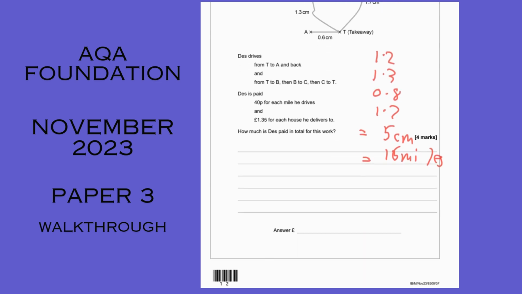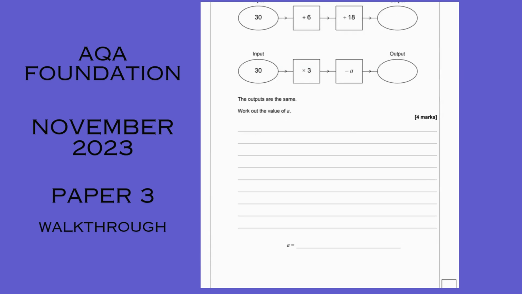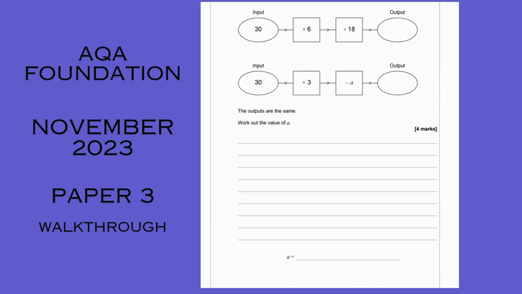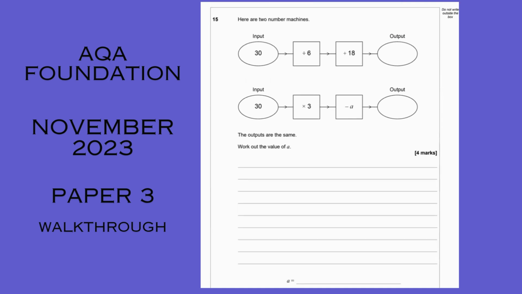So he's delivered to houses A, B and C. So 3 deliveries, £1.35 each. And he gets paid 40 pence for each mile. Stick that in your calculator to find out that Des gets £10.05. Number 15, double number machines, but as always with multi-layered questions, one thing at a time.